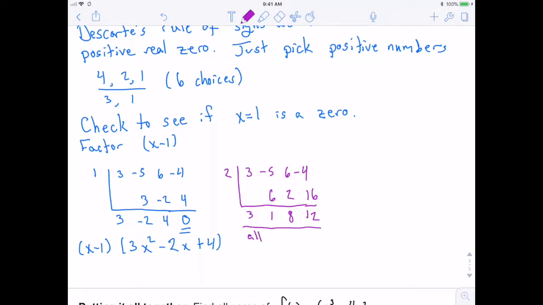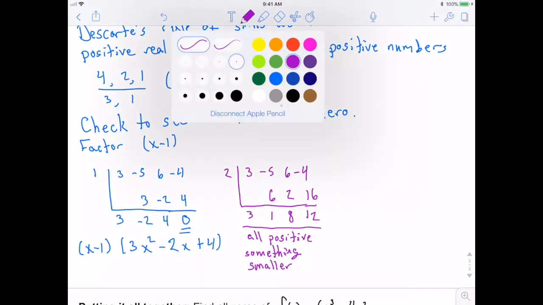These numbers are all positive, which means we need to look at smaller numbers. We know the answer is already 1, so this checks out with our theory, and we can see that if we have all positive numbers down here, we need something smaller. Okay, let's try this again with something smaller than 1.